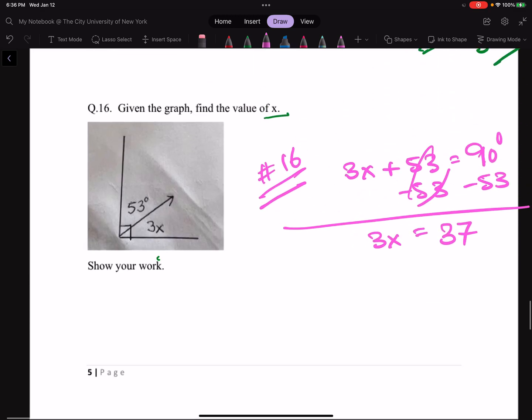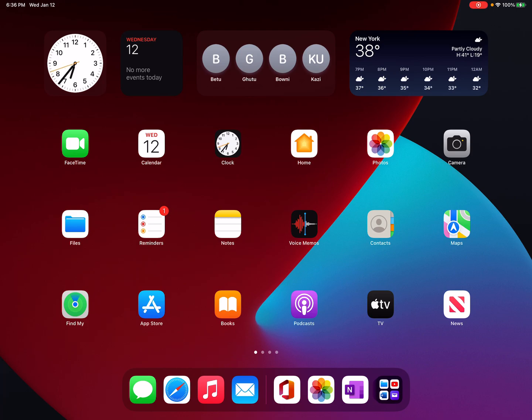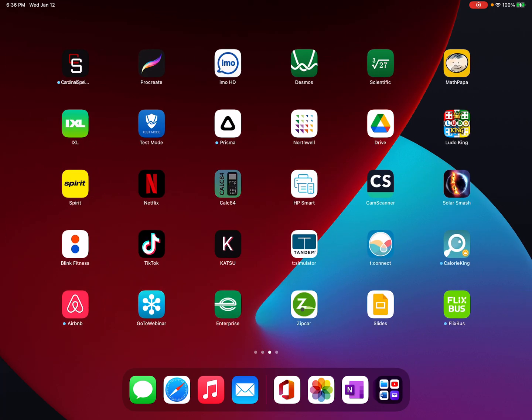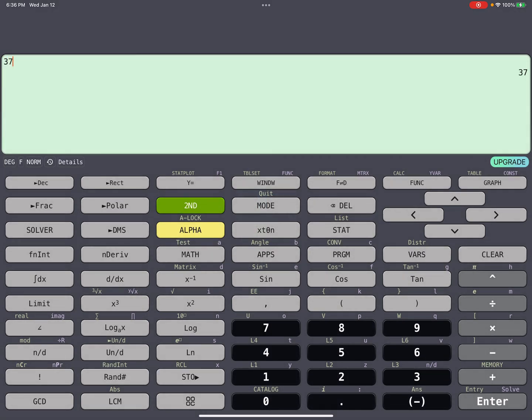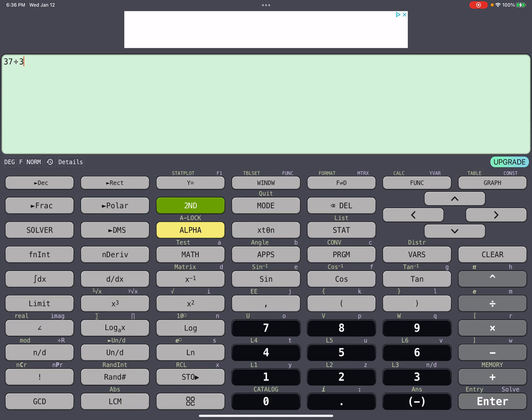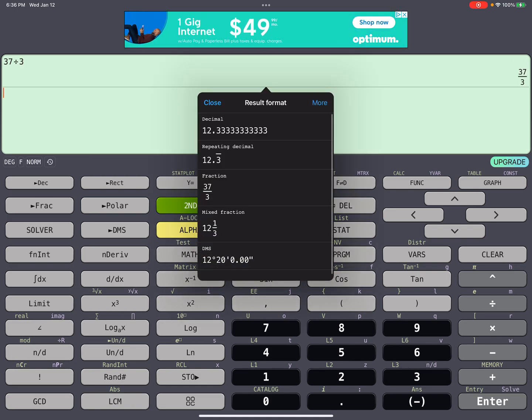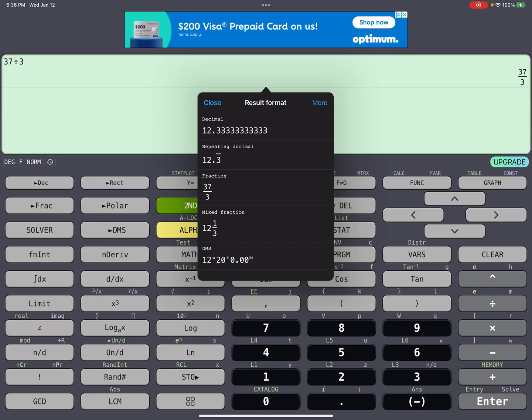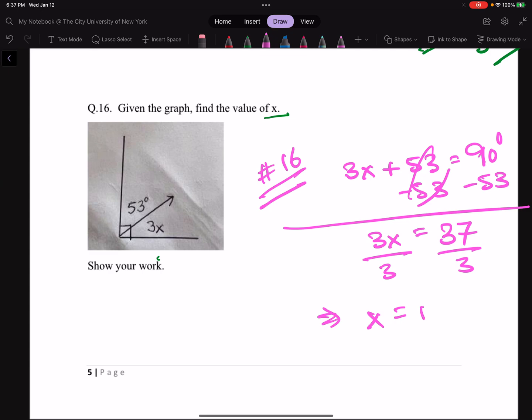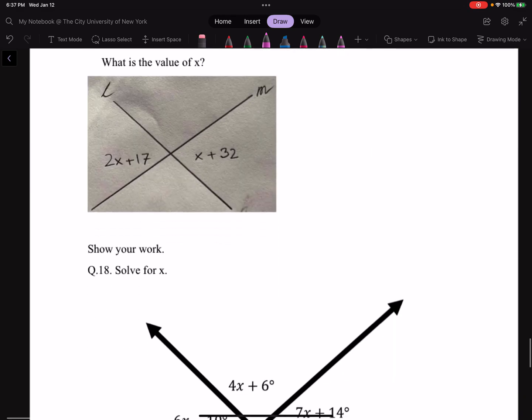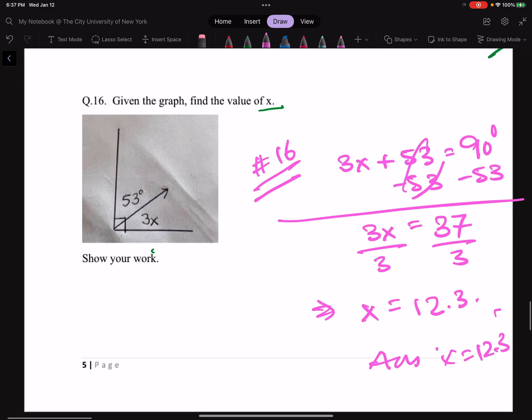So probably we are going to get a decimal figure for that. Divide by 3. So x, let me use my calculator. 37 divided by 3. So what you get is 12.333. So you don't have to write all this. You just write 12.3 or 12.333. So this is your answer. Okay, x is 12.3. Okay, and then this is related to complementary angle 90 degree.